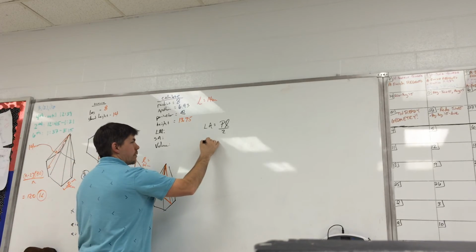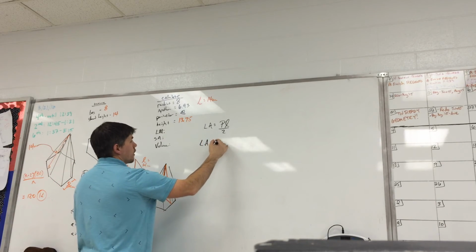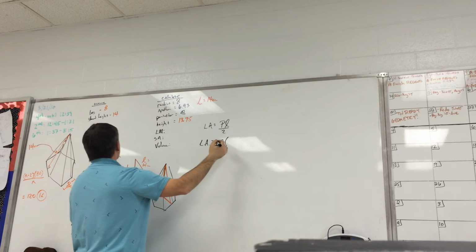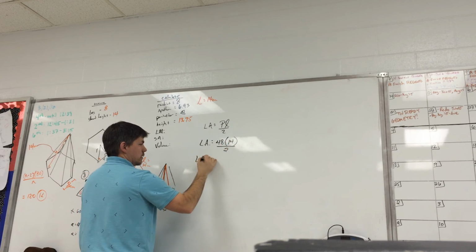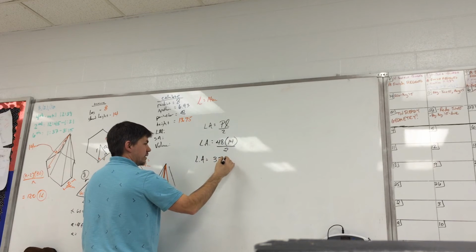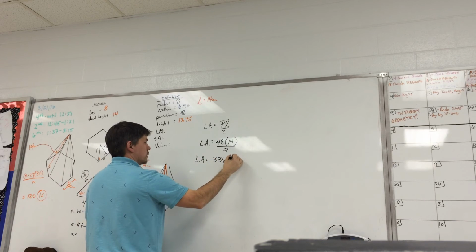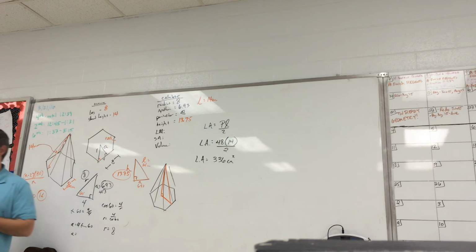Okay, so how much is the perimeter? 48. How much is the slant height? 14. Divide that by 2, and what do you get? 336, exactly. 336 what? Centimeters squared.